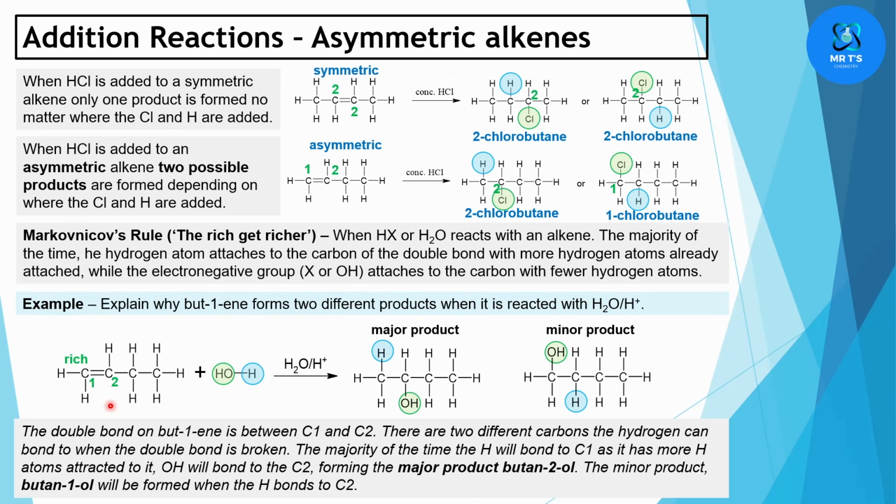We actually have to be quite specific here and say it's the carbon that had the most hydrogens bonded to it. That's why the hydrogen will bond to it the majority of the time. The OH will bond to the C2 carbon, forming the major product, butane-2-ol. See, this is butane-2-ol. The minor product is butane-1-ol, and it will be formed when the hydrogen bonds to the second carbon. So that's our explanation.